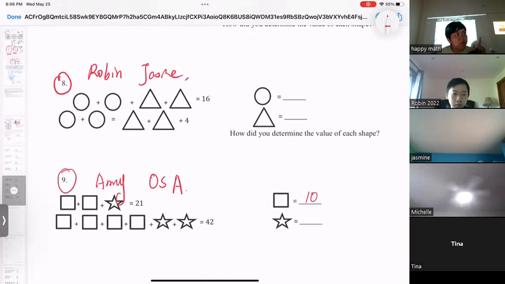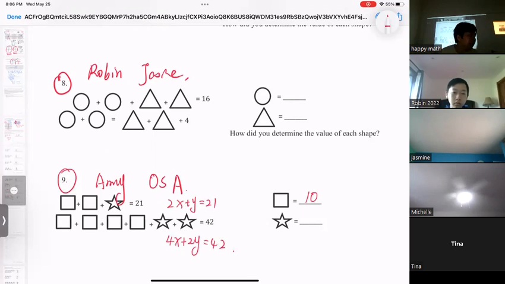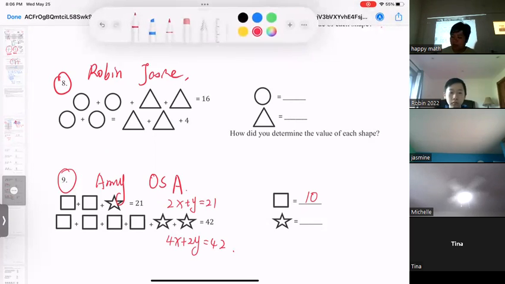So basically 2 squares will be 2x, right? 1 star is 1y, right? So basically 2x plus y is 21, and 4x plus 2y is 42. Oh, Amy, this question is pretty hard. Not pretty hard, it's tricky.